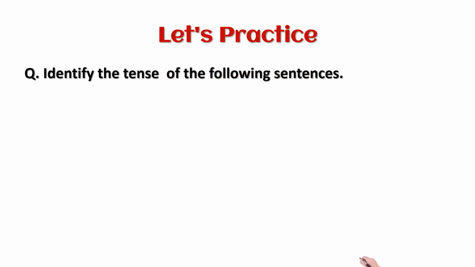Let us now practice what we have learned today. Here are a few sentences given to you. Read them properly and identify the tense of the sentences. Always children, when you are given such type of an exercise, first you try to find out the verb along with the helping verb, and then it will be easy for you to identify the tense.